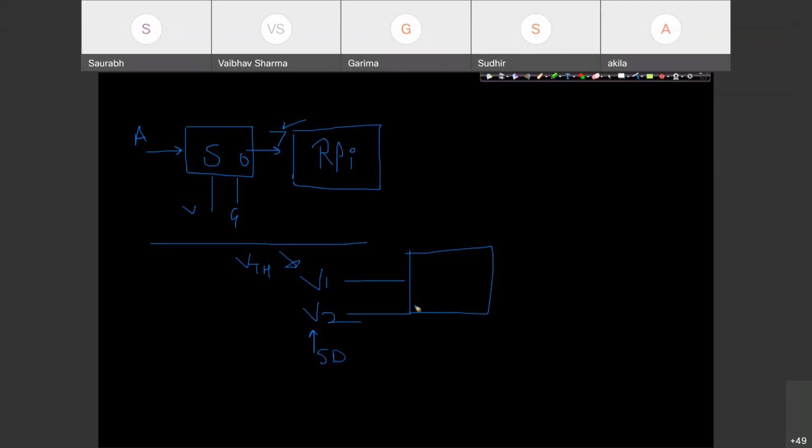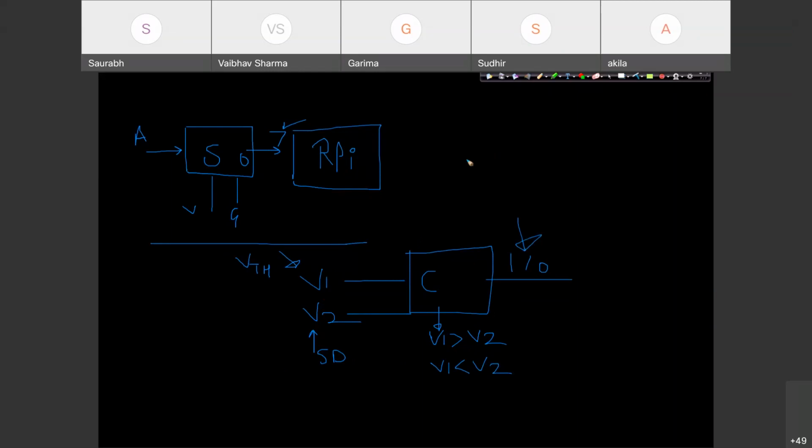The condition for this comparator is: if V1 is greater than V2, then the answer is 1. If V1 is less than V2, then the answer is 0. So if we change V1, we swap the value of V1 to V2 and V2 to V1. If V1 is sensor data and V2 is VTH, then the output will be in reverse.